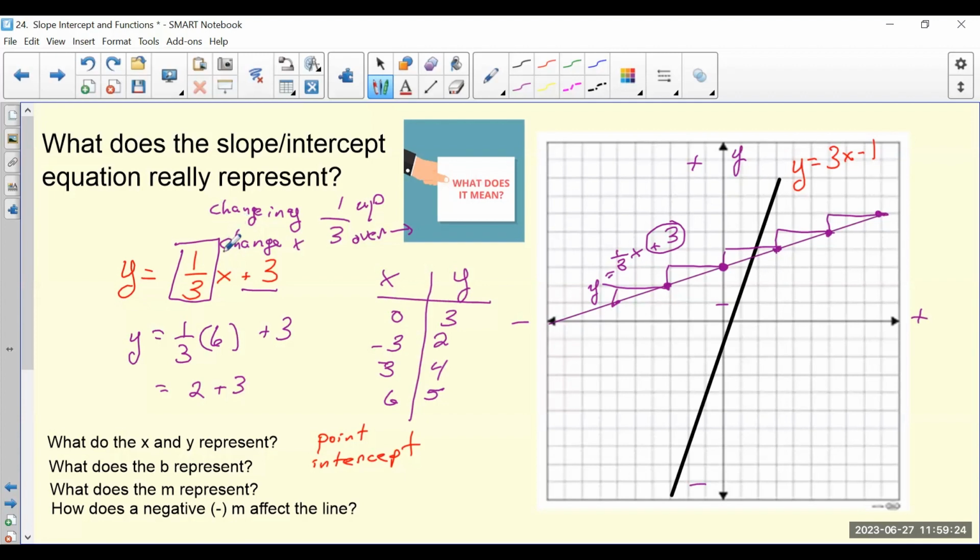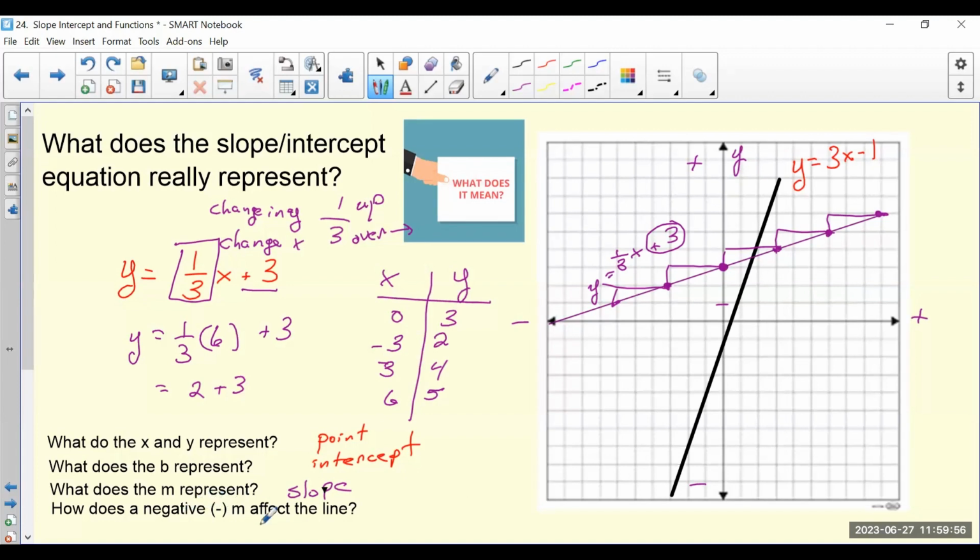So this slope is all about how much are you going to go up or down, and how much you're going to go over. And that tells you where your next point is. And then you can reverse it to go the other direction if you want to. So the slope intercept equation, what does the m represent? The m represents your slope.